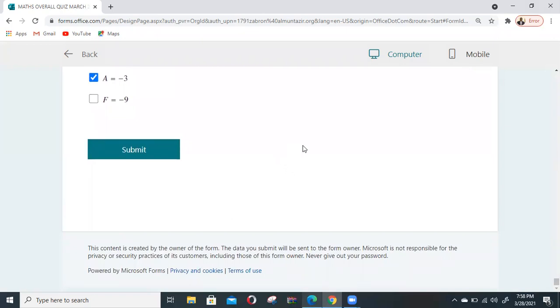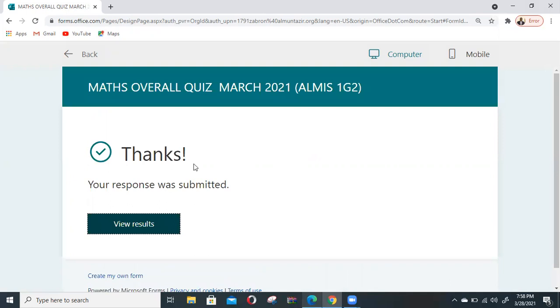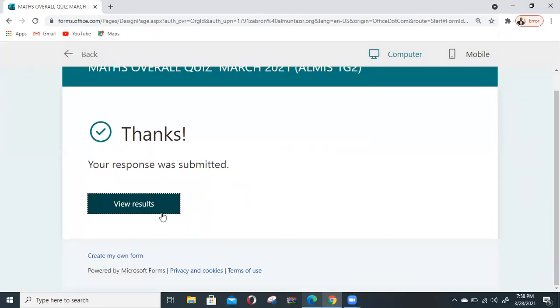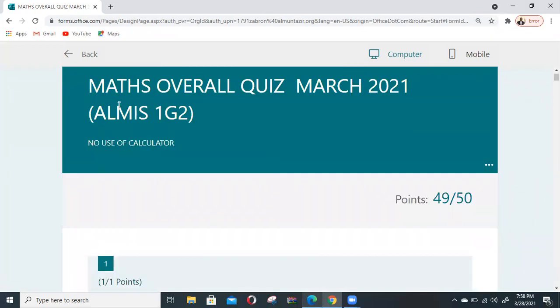When I click on submit, the system, according to how I have set this quiz, shows a thank you message saying your response has been submitted, because this is automatically marked. When you click view your results, you'll say, wow, I got 49 out of 50. But by the way, I was supposed to get 50 out of 50.